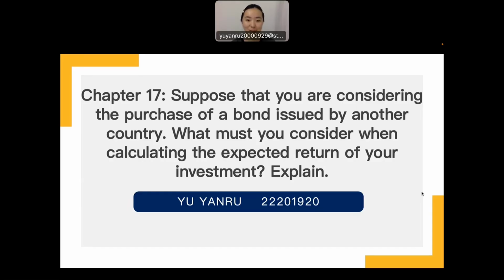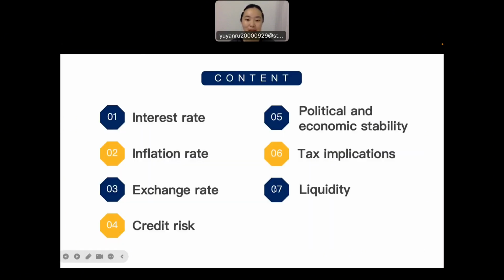My presentation topic is Chapter 17. Suppose that you are considering the purchase of a bond issued by another country. What must you consider when calculating the expected return of your investment, and explain. My presentation is divided into 7 parts.